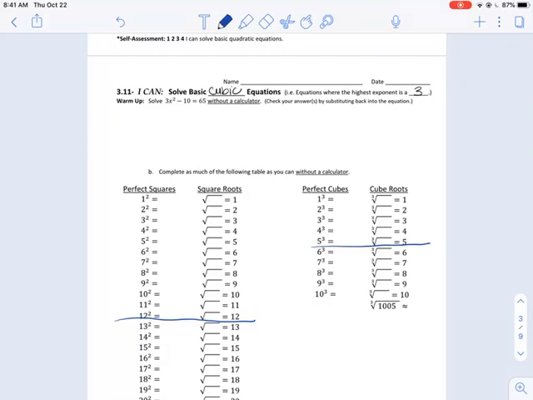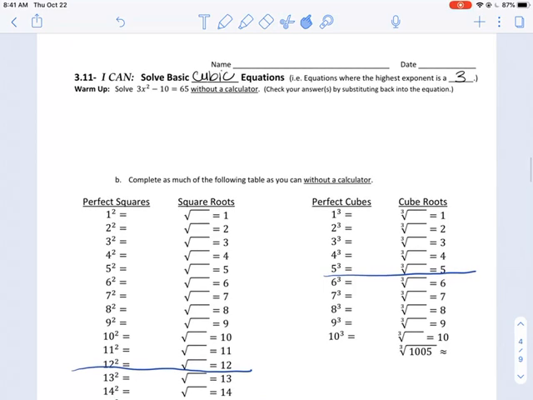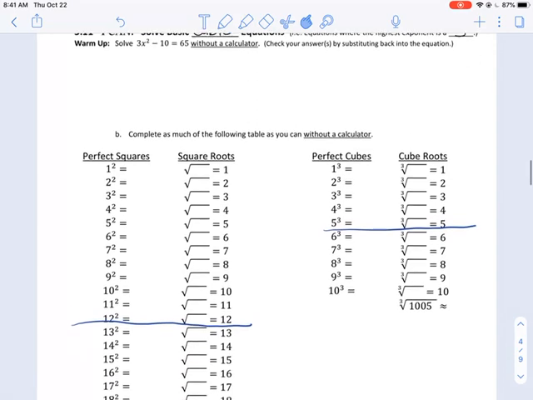Today we are learning how to solve basic cubic equations, or equations where the highest exponent is a 3. Remember, it's called cubic because when something's raised to the power of 3, that's the same as having 3 dimensions, like a cube does.